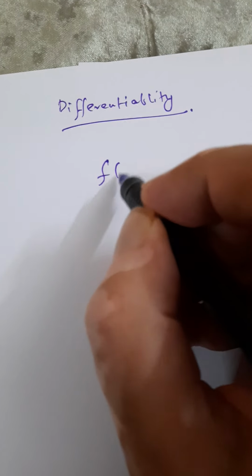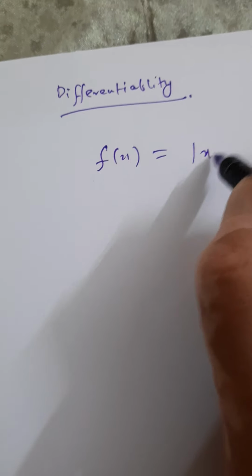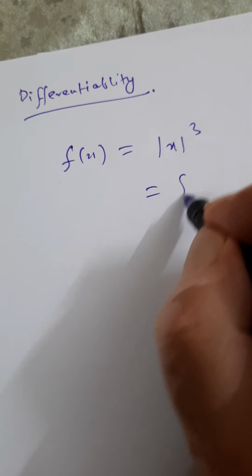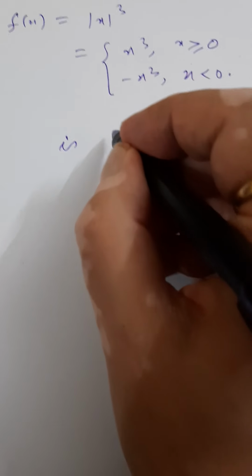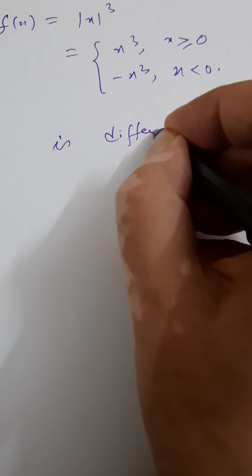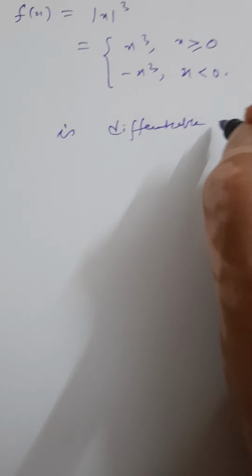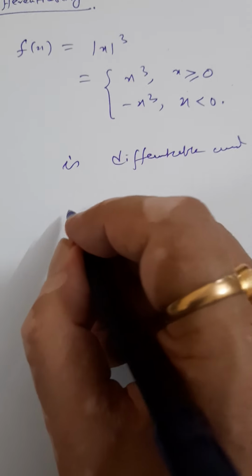Now next one. Show that f(x) equals mod x cube, which is x cube if x is greater than or equal to 0, and minus x cube if x is less than 0, is differentiable, and find f dash x.